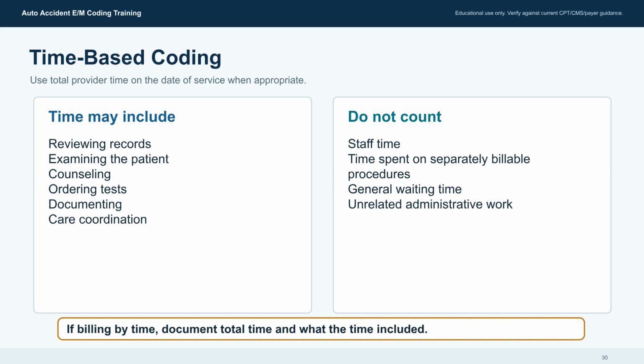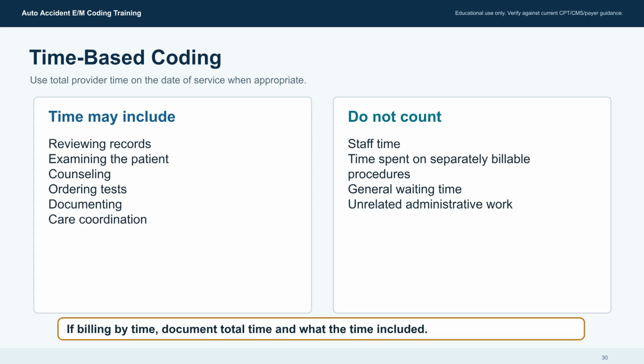For example, total time spent on the date of service was 47 minutes, including review of ER records and MRI report, face-to-face evaluation, treatment counseling, medication management, and documentation. Note, documentation time is only counted for the day of service, so next day notes will not account for time in the previous day.